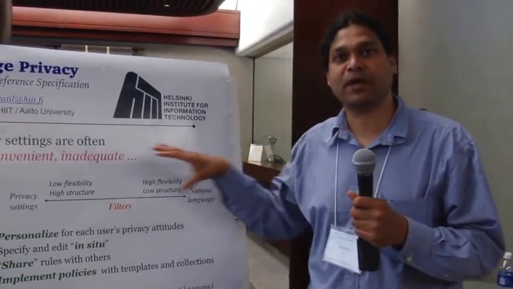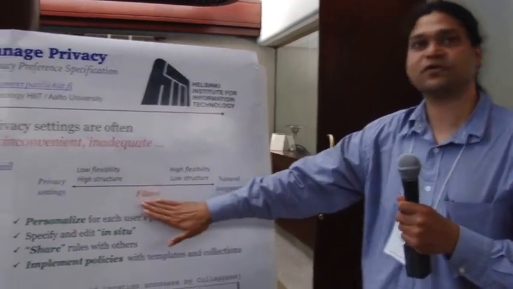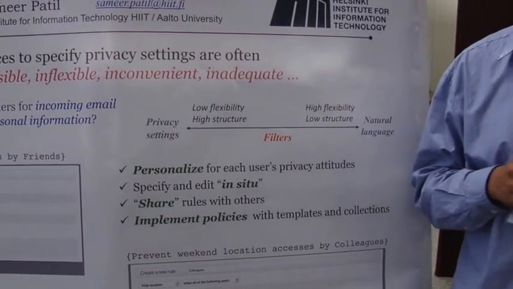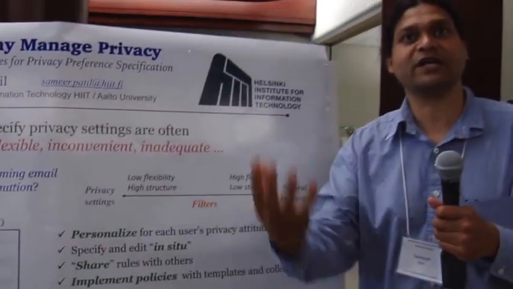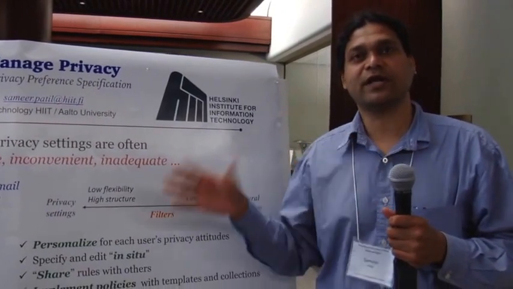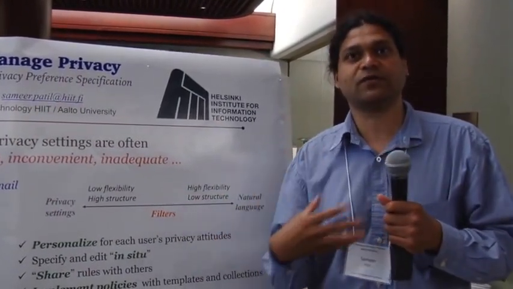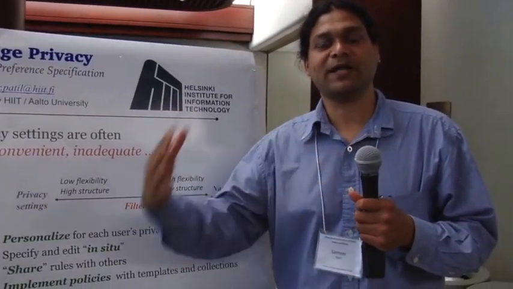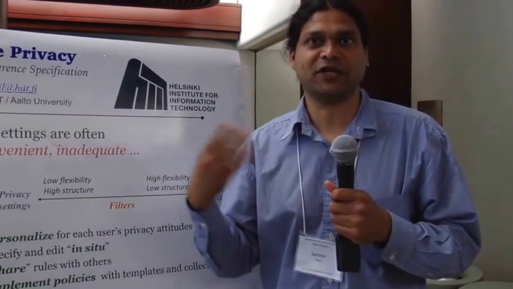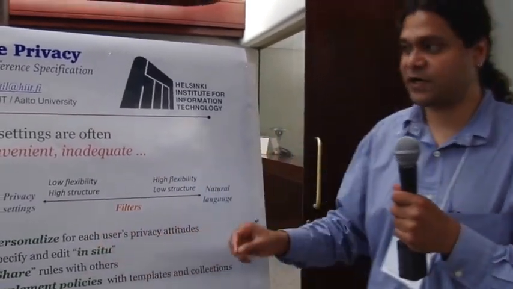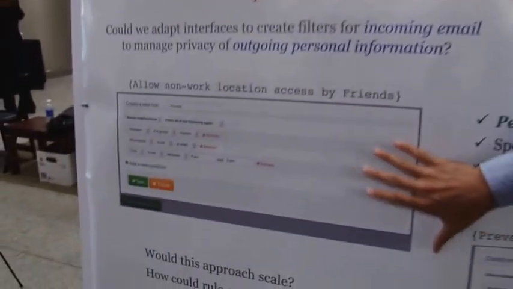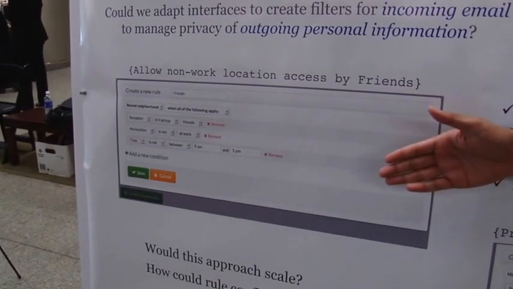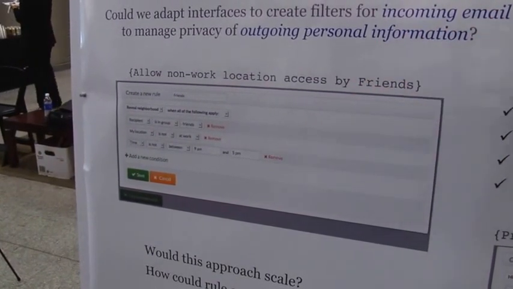And so the middle-of-the-ground approach that we came up with here is to use filters. And filters are familiar to people as something that they use for filtering their incoming email, for instance. And so the idea here that we're trying is, can we use those same kinds of interfaces, but instead of filtering incoming information, apply that to outgoing information so that you can use it to manage privacy of your outgoing information. So for example, by having some interface like this, you can create a whole bunch of rules with various conditions quite easily to manage your information.